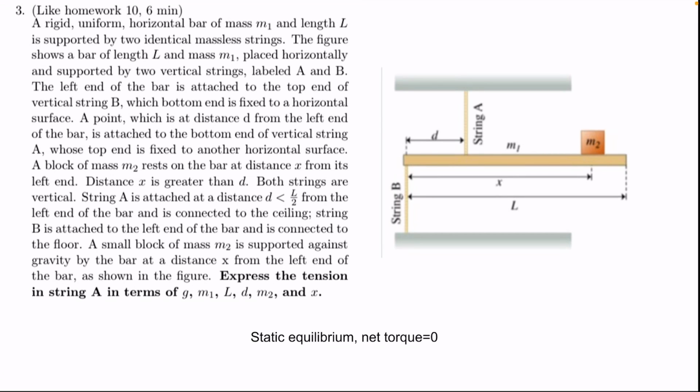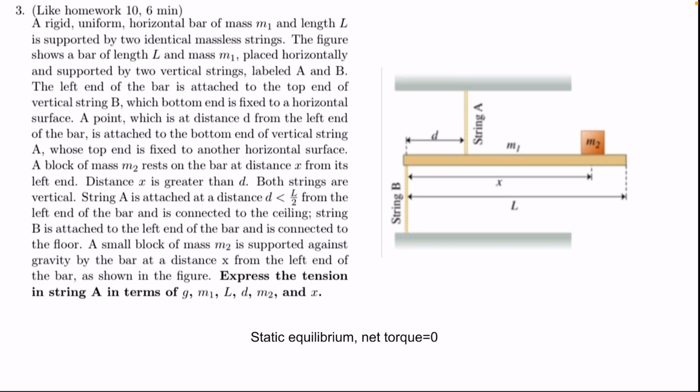Okay, so this problem is fairly lengthy, but essentially we are given a situation in which this rigid uniform horizontal bar, which has a mass m2 on one end, is being kept in static equilibrium by the various forces being applied on it, those being string B, string A, M1, M2, etc. That's good to keep in mind.